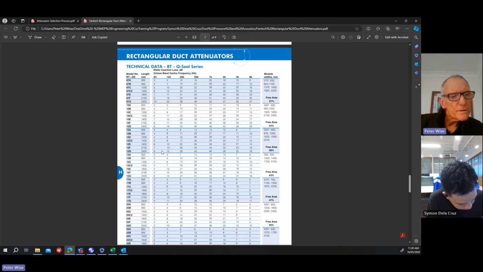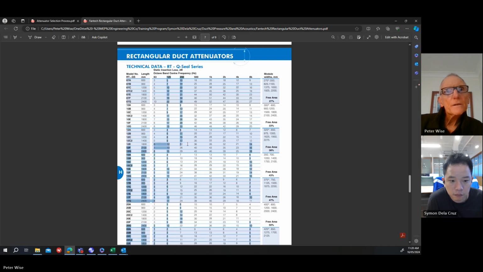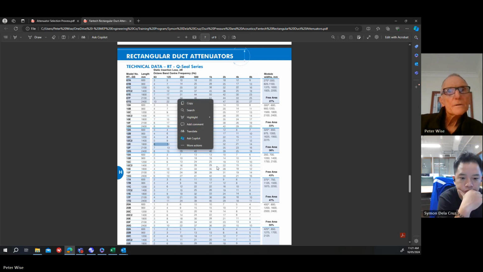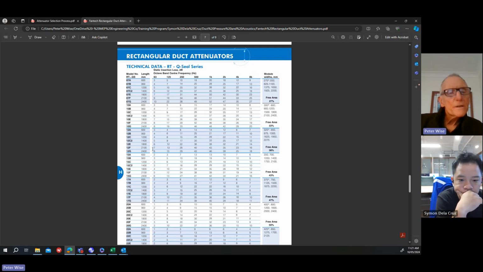So we're looking for attenuation from 63 to 250, we're looking for 6, 14, 22. So if you look at the 12E, you've got 6, 12, 22. So, sorry, that's not it. 12F, 7, 13, 26. Hang on, I'll just get rid of that. So I said 12F or 12G.